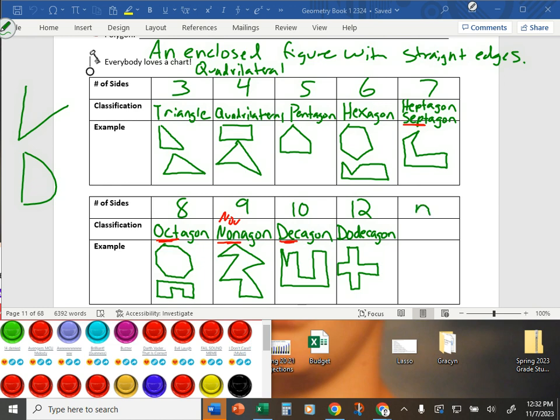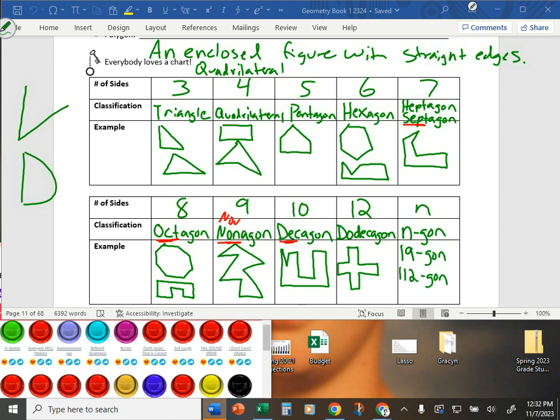And so the last one we're going to put in is for any n number of sides, where n can be a variable. It can represent any number. And this is simply called an n-gon. So a shape with 19 sides is called a 19-gon. A shape with 112 sides is called a 112-gon.